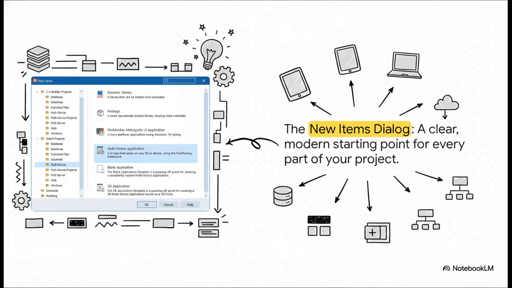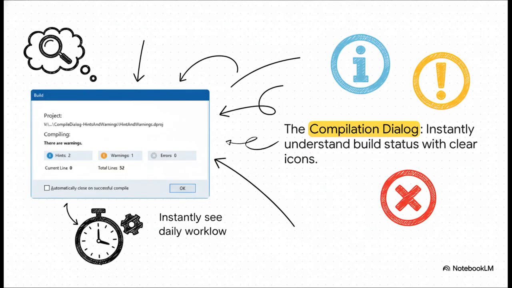The new items dialog is now way cleaner and better organized. It just gives you a much clearer starting point, whether you're building a huge multi-device application or just a simple library. And even the compilation dialog has been thoughtfully redesigned. That old wall of text is gone, and instead you get this clean summary with clear icons and counts for your hints, warnings, and errors. It's a small thing, but it's a huge improvement that really streamlines your daily workflow.